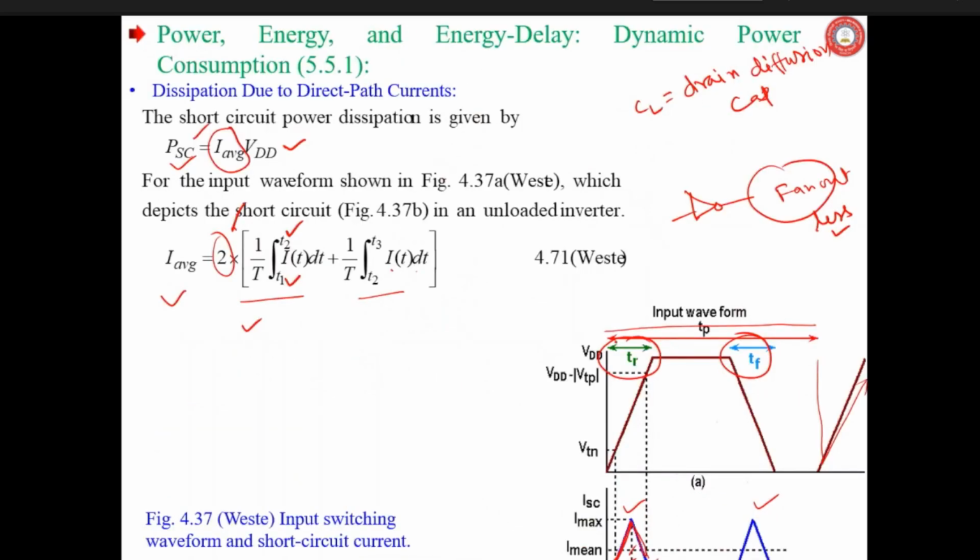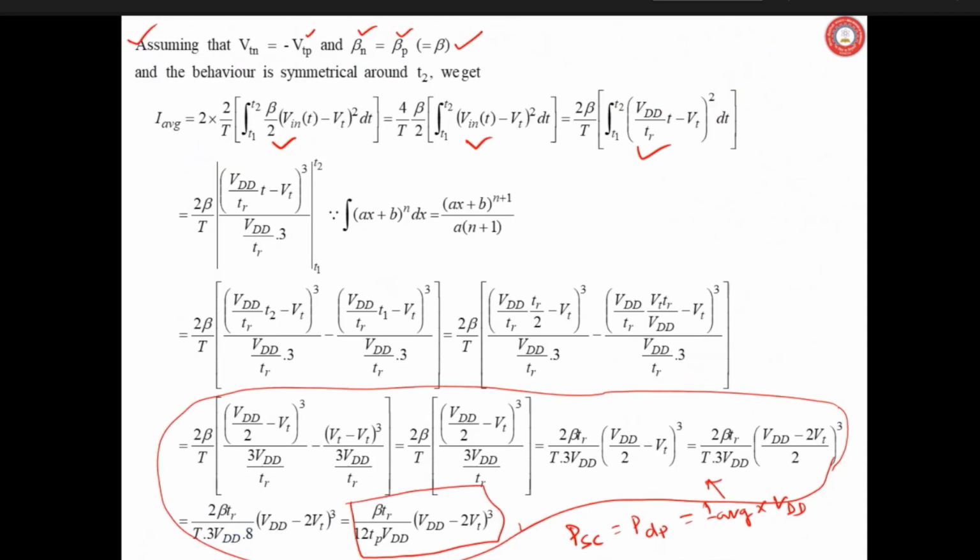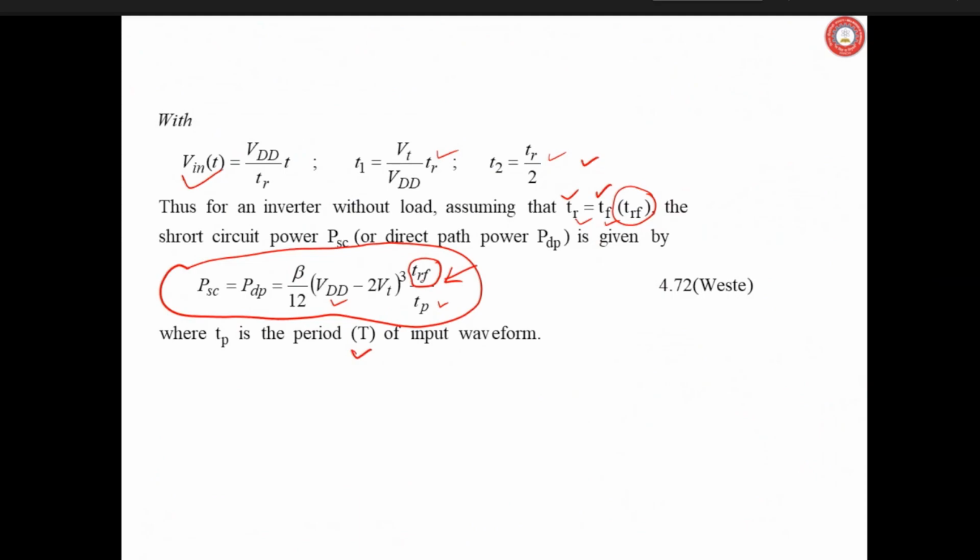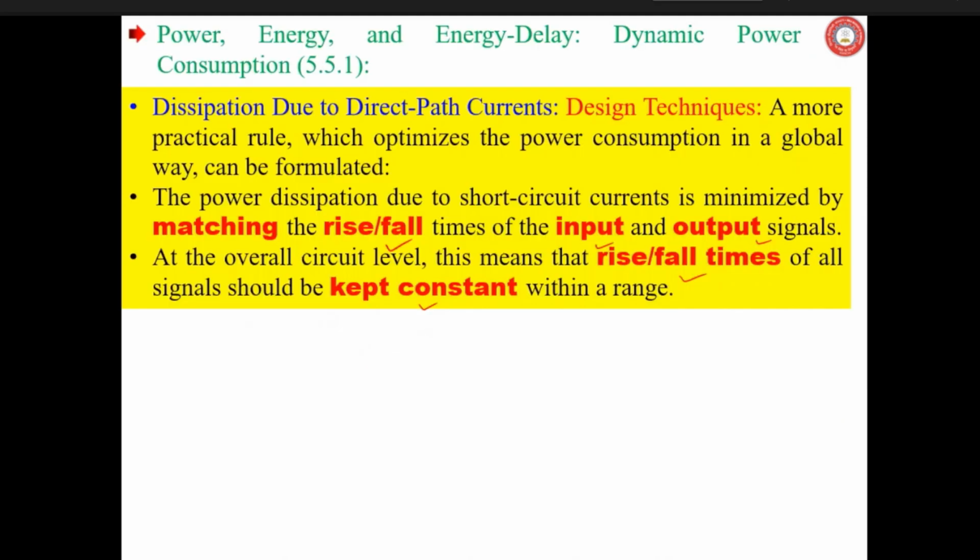Period means here TP is not propagation delay. This is from here to here. Another transition in the input is starting up to that point. This includes TR plus TF plus pulse width. This is pulse width. And total is pulse period. From here to here is period. Okay. Is it understood? Himanshu Shugra? Yes, sir. We get this expression this way.